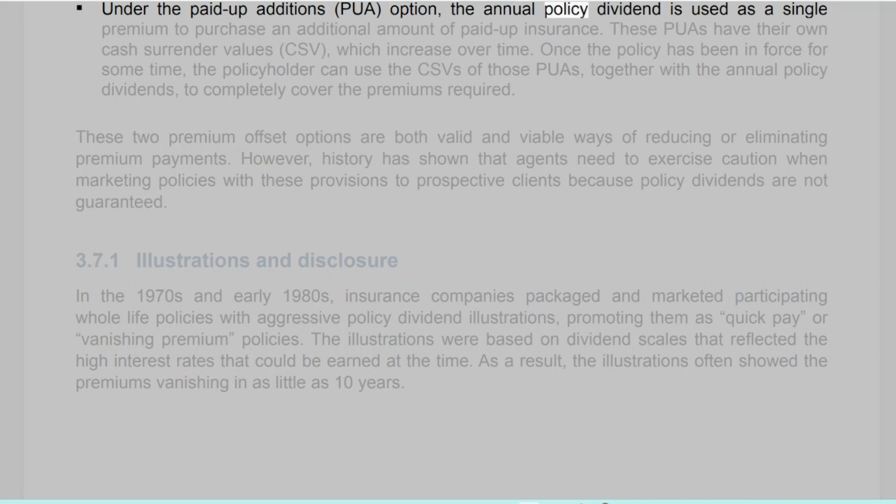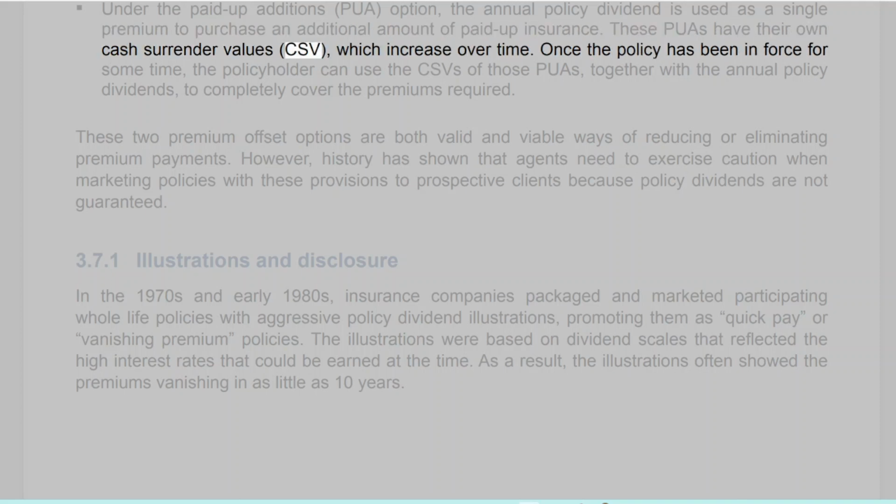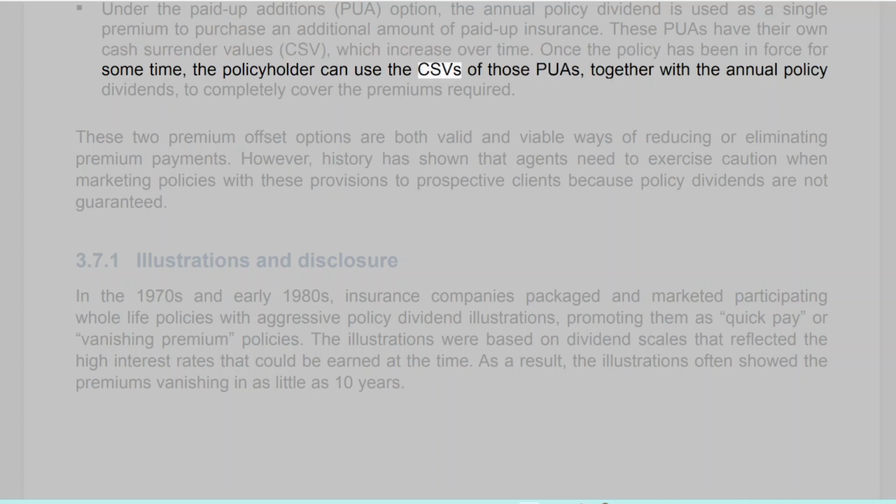Under the paid-up additions, PUA, option, the annual policy dividend is used as a single premium to purchase an additional amount of paid-up insurance. These PUAs have their own cash surrender values, CSV, which increase over time. Once the policy has been in force for some time, the policyholder can use the CSVs of those PUAs, together with the annual policy dividends, to completely cover the premiums required.